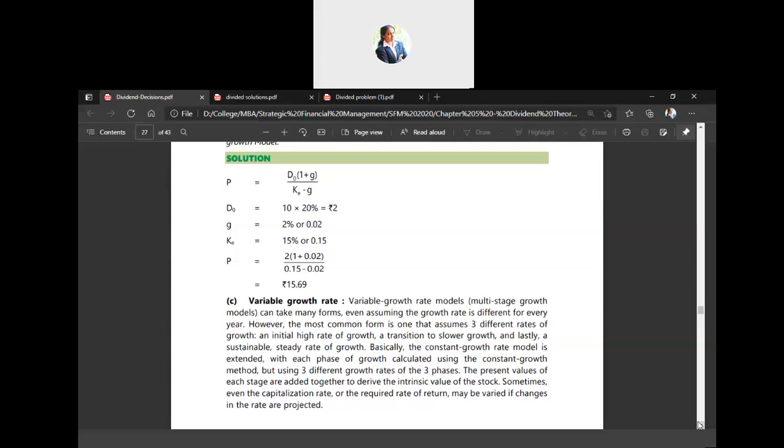Basically, the constant growth rate model is extended, with each phase of growth calculated using the constant growth method, but using three different growth rates for the three phases. The present value of each stage is added together to derive the intrinsic value of the stock. And there are chances that sometimes the capitalization rate, or the rate of return, or internal rate of return may be varied if changes in the rate are being projected.